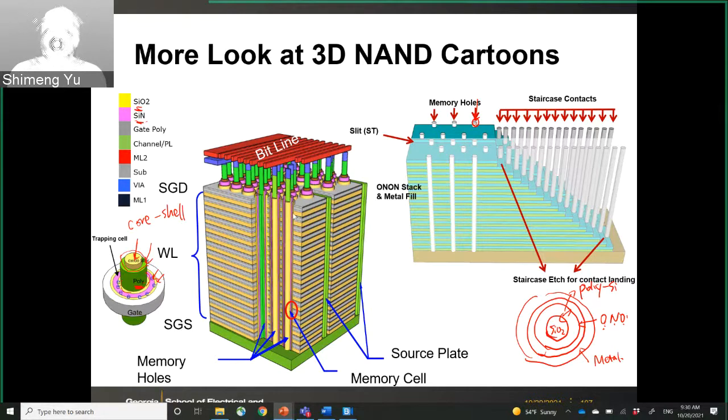So here, this is like the schematic for the 3D architecture. And pay attention to the staircase contact. So we need to make those staircases to get connected to the word line at each tier.